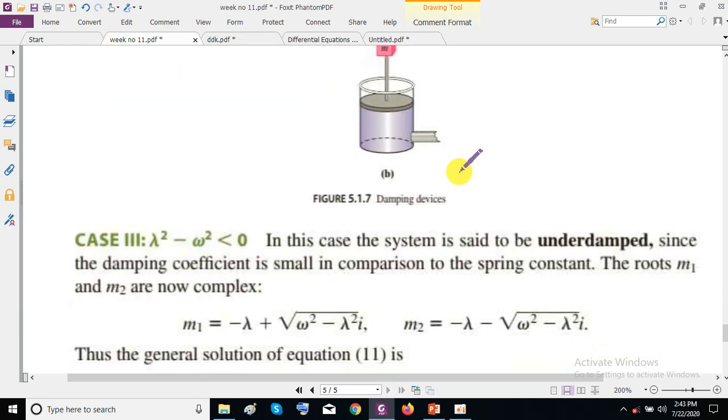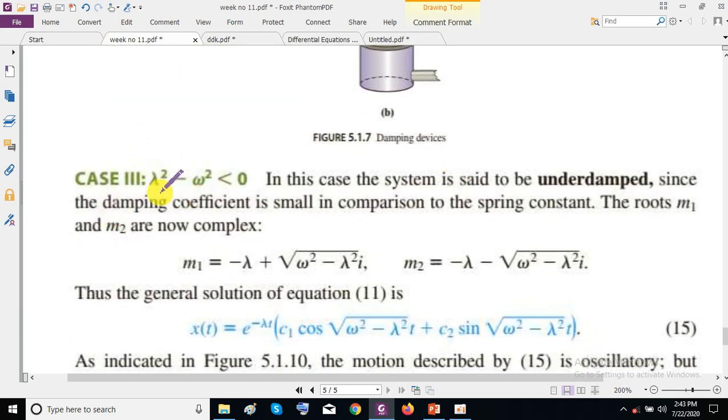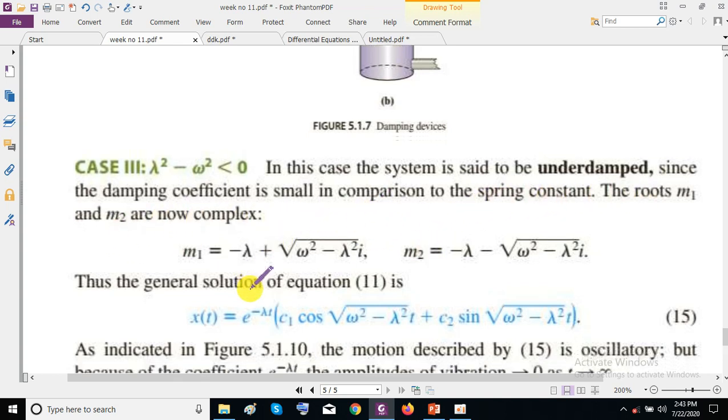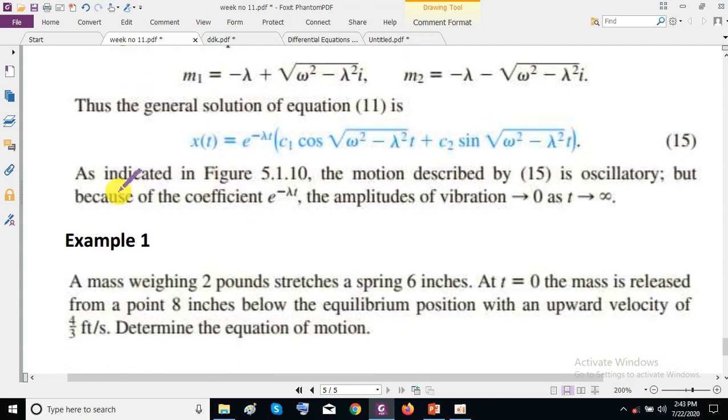Now in the third case, when the value of lambda square minus omega square is less than 0, in this case the system is said to be underdamped. Since the damping coefficient is small in comparison to the spring constant, the roots m1 and m2 are complex, and the general solution of the equation will be this one. As indicated in the figure, the motion described is oscillatory, but because of the coefficient, the amplitude of the vibration will tend to 0 as t tends to infinity.